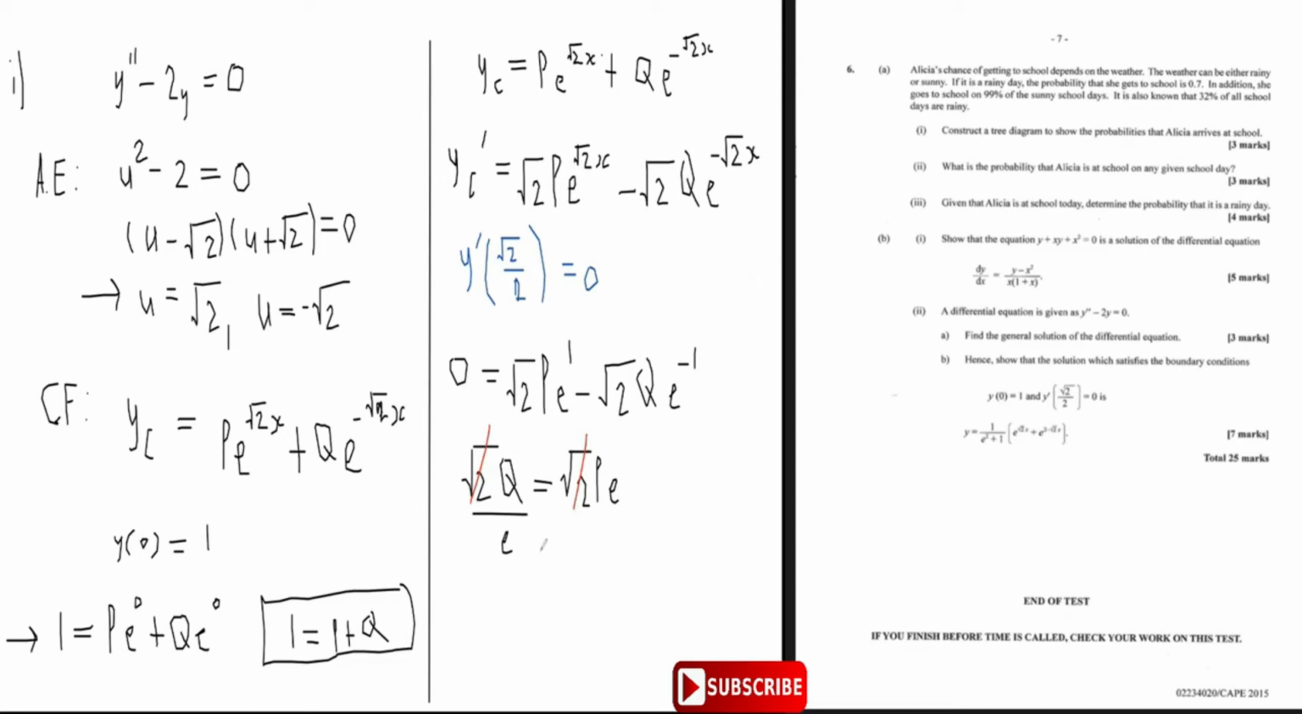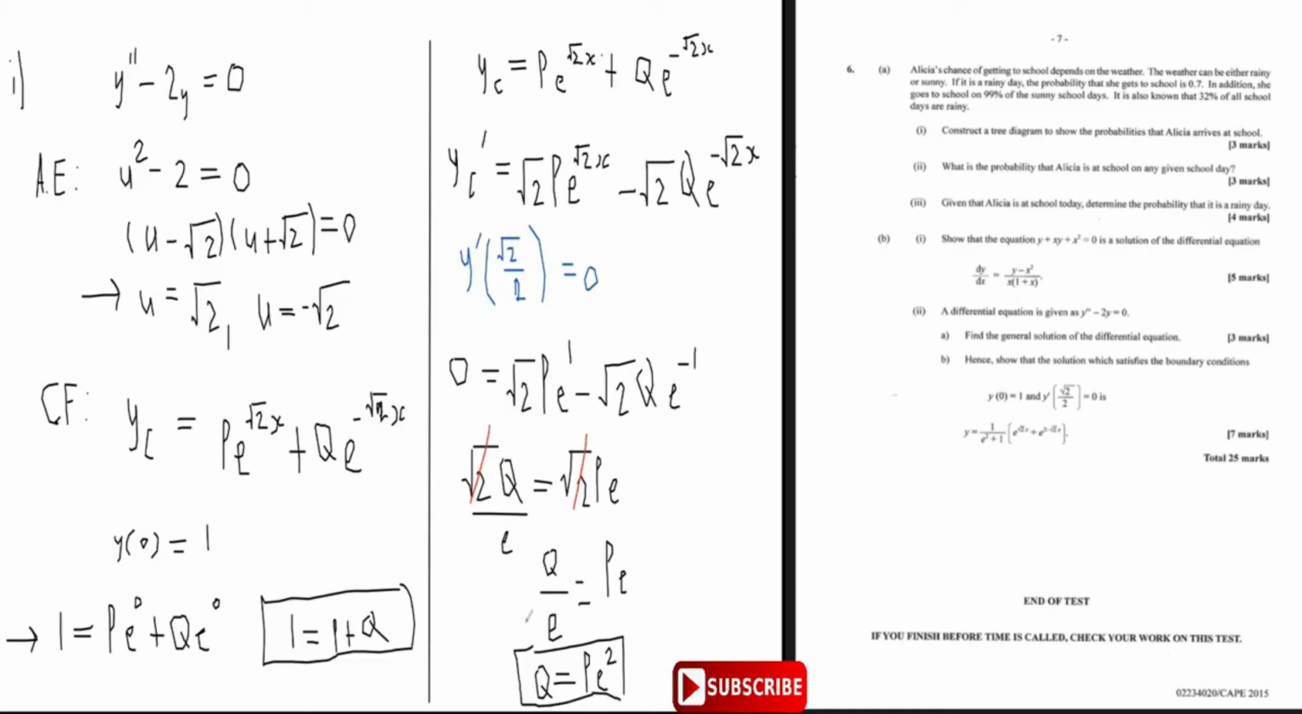All right, so Q over E is equal to P times E. If I cross multiply, I'm getting that Q is equal to P times E squared. So we're going to keep a note of these two equations. Q is equal to P times E squared. And remember, P plus Q equals 1.